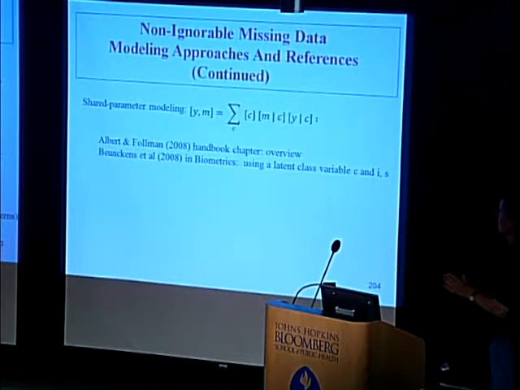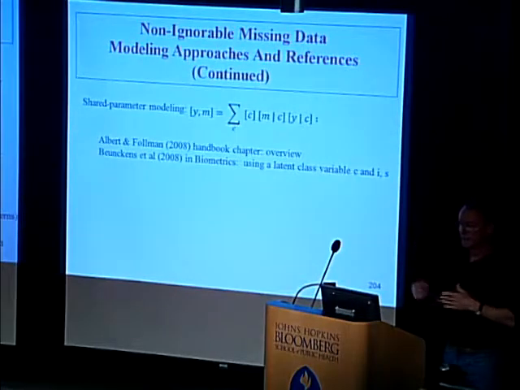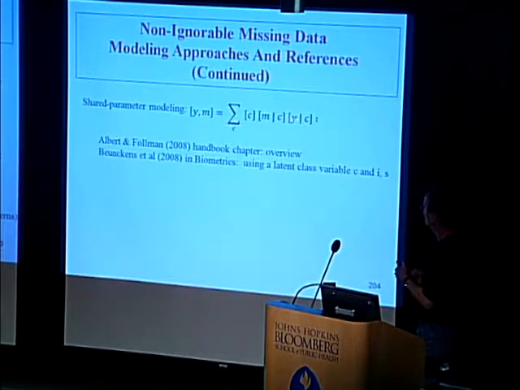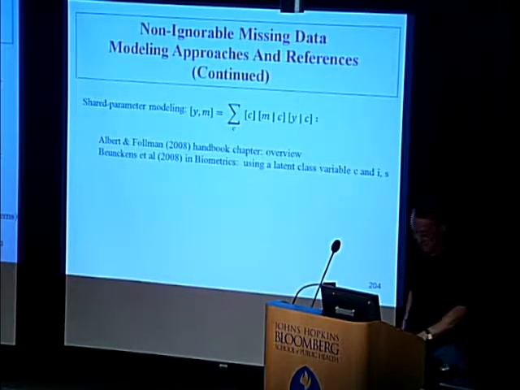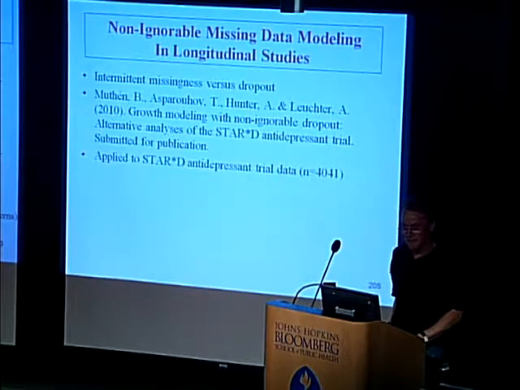The final, third kind is a shared parameter model. Here I'm dropping X so that the joint distribution of Y and M is expressed as M given C and Y given C. So you have a latent variable C which is in common with M and Y. And in this case, it's a latent class variable. So you model the two, you can think of this as two processes, Y and M, and they are tied together by both being dependent on a latent variable. So that's just a general modeling overview.